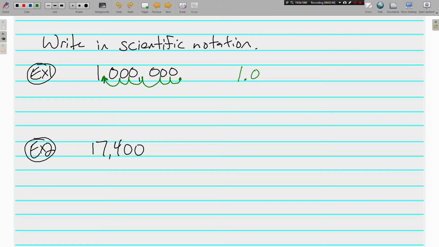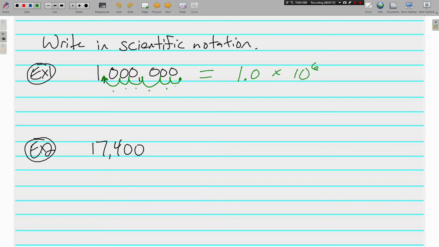And how many times did I move it? 1, 2, 3, 4, 5, 6. That's my power of 10. 1,000,000 written in scientific notation is 1 times 10 to the 6th power.